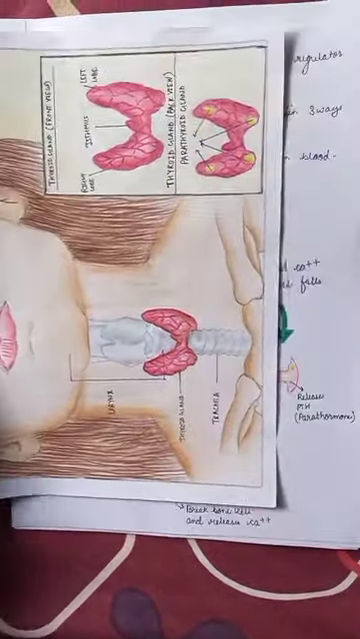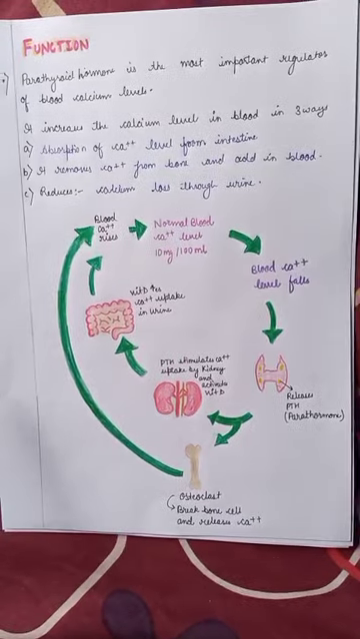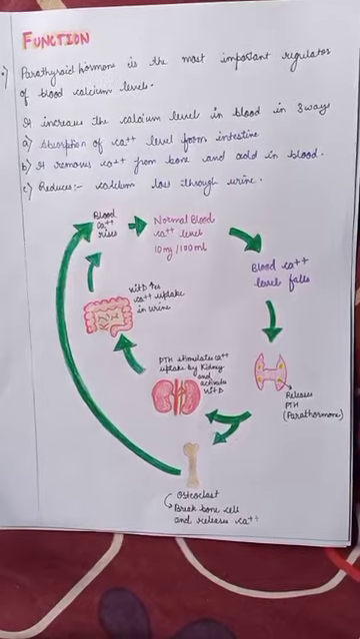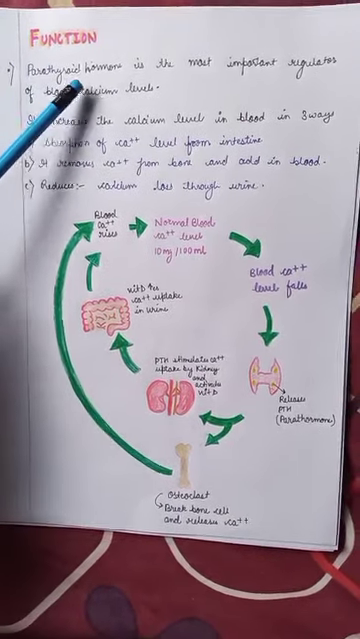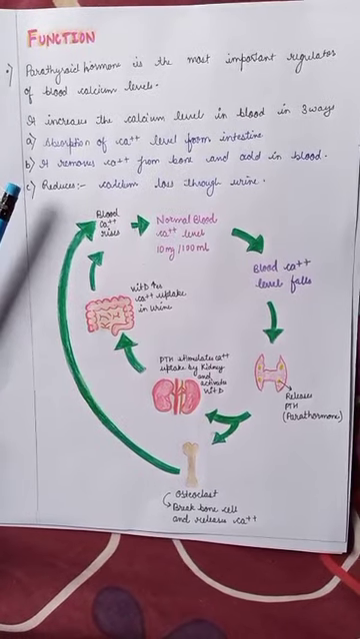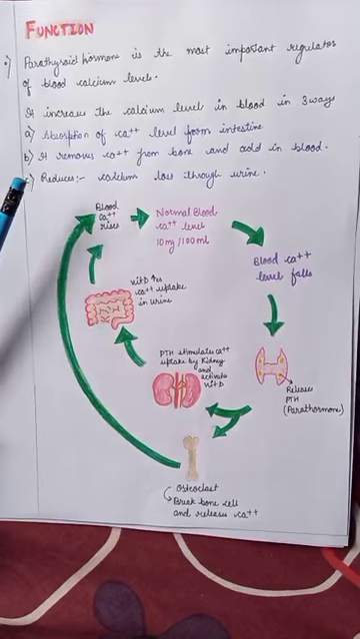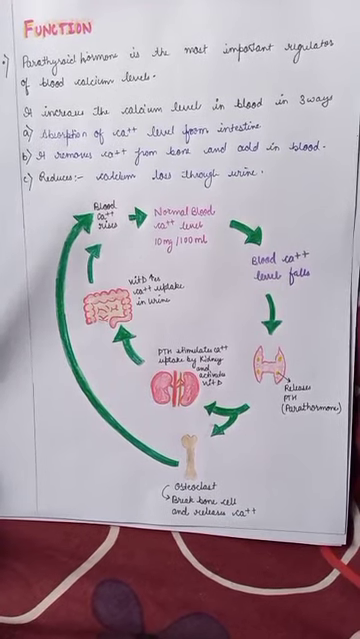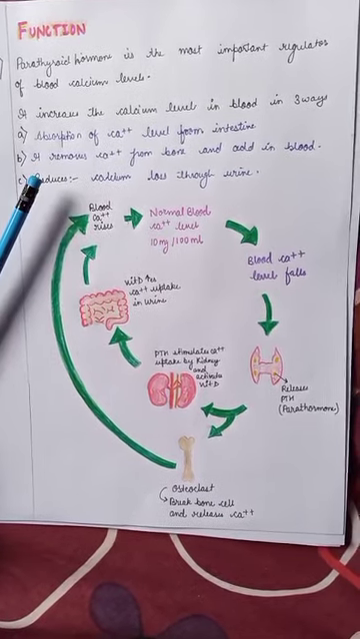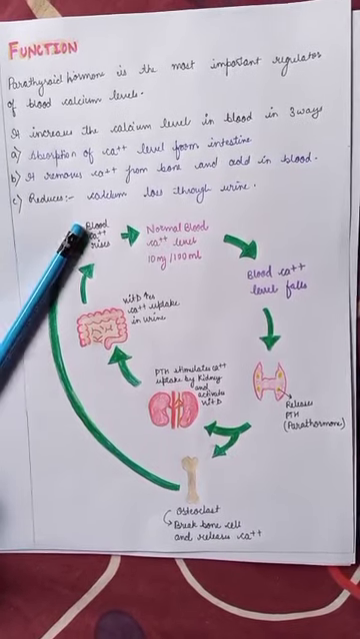Next we can see the function of parathyroid hormone. Parathyroid hormone is the most important regulator of blood calcium level. It increases the calcium level in blood in three ways. First, absorption of calcium from intestine. Second, it removes calcium from bone and adds it to blood. Third, it reduces calcium loss through urine.